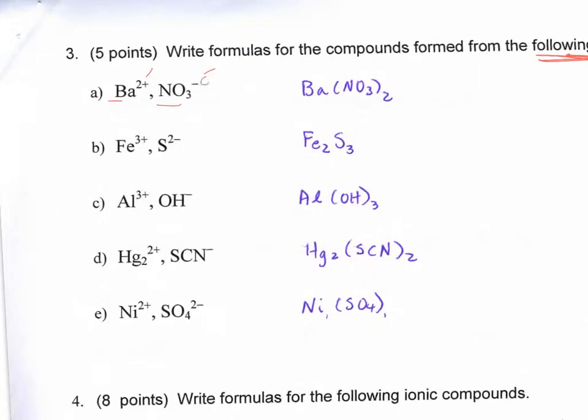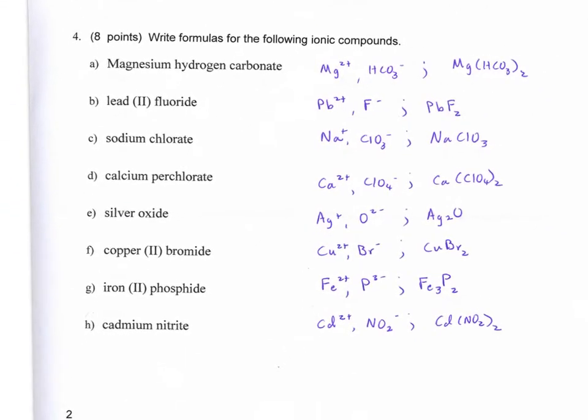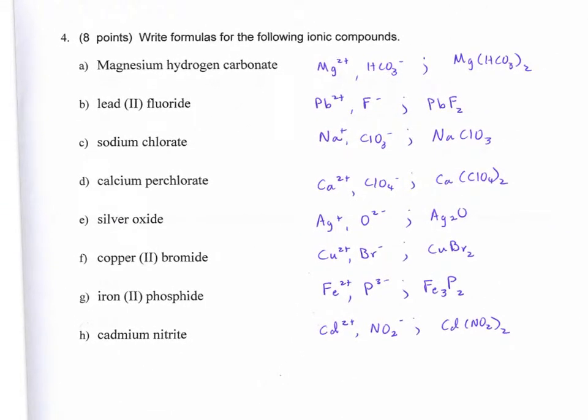So the number of bariums we need is 1, and the number of nitrates we need is 2. So barium 1, nitrate 2. Then, of course, you can see how this goes. Remember, for instance here for C, if I need 3 hydroxide groups, I have to put OH in parentheses and a 3 outside. So this section is crisscrossing. What do we got next? This section is where I give you the name and you have to write the formula.